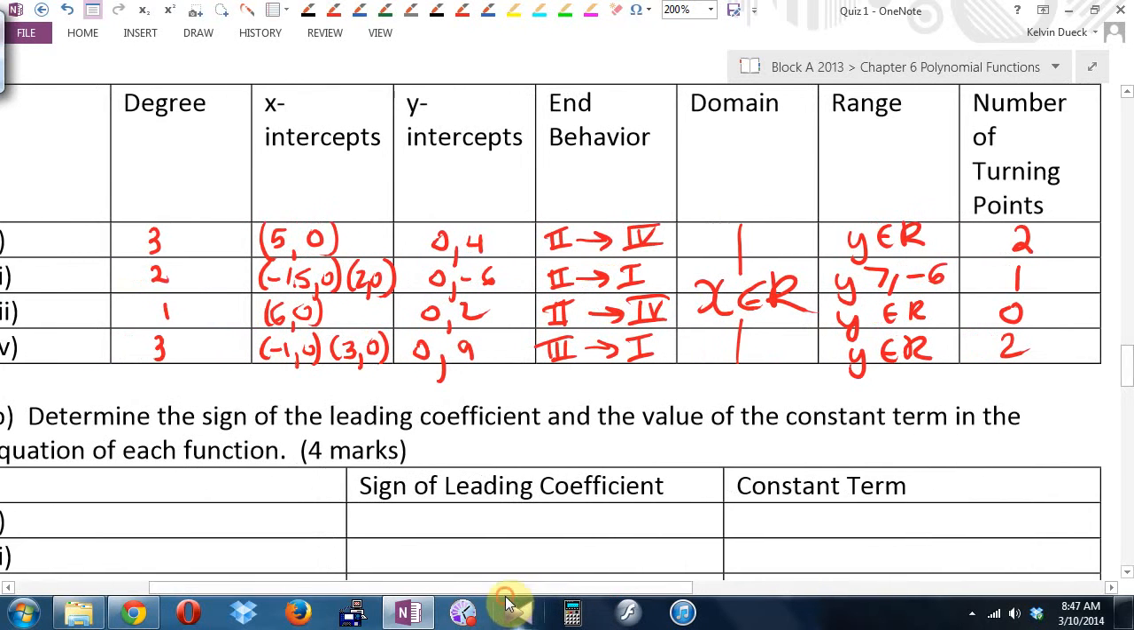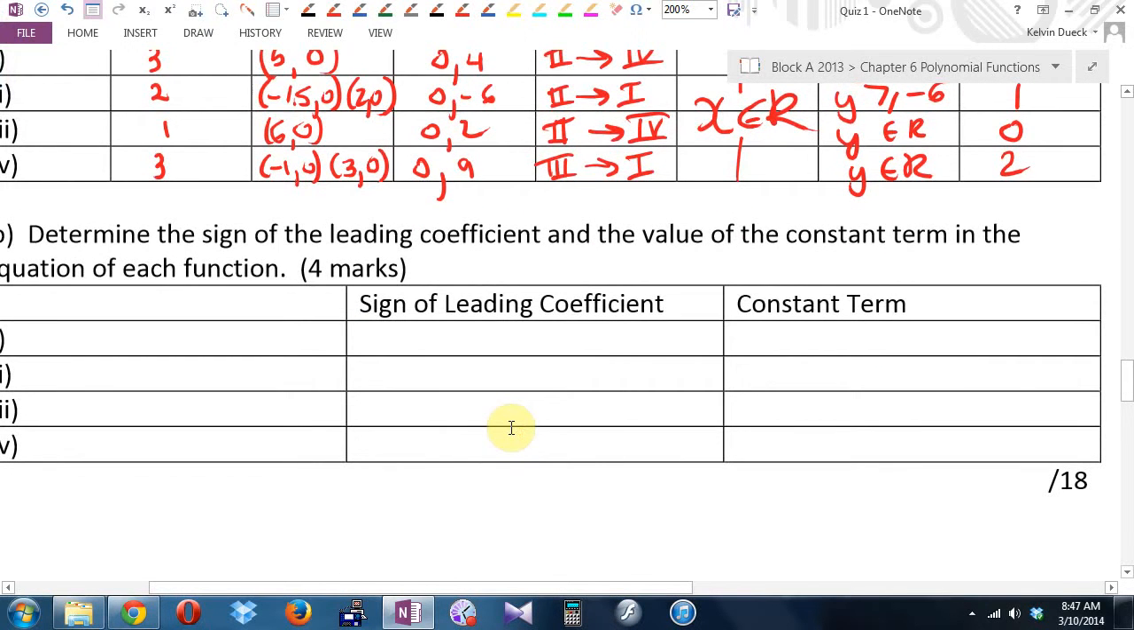Then it says determine the sign of the leading coefficient and the value of the constant term. Sign of the leading coefficient. So the first one, what type of graph is the first one? Constant, linear, quadratic, or cubic? Okay, it's cubic. Cubic has a slope, sort of, the same way as lines have a slope. A linear graph, if it's going this way, is positive. If it's going this way, it's negative. A cubic graph, if it's going this way, is positive. If it's going this way, it's negative. So graph number 1 is going from the top left to the bottom right. That means the leading coefficient had to have been negative.